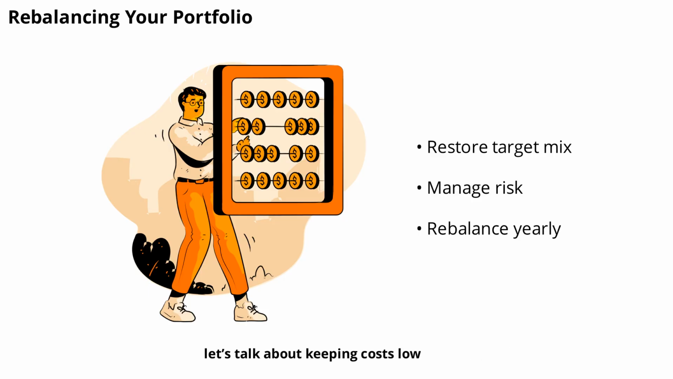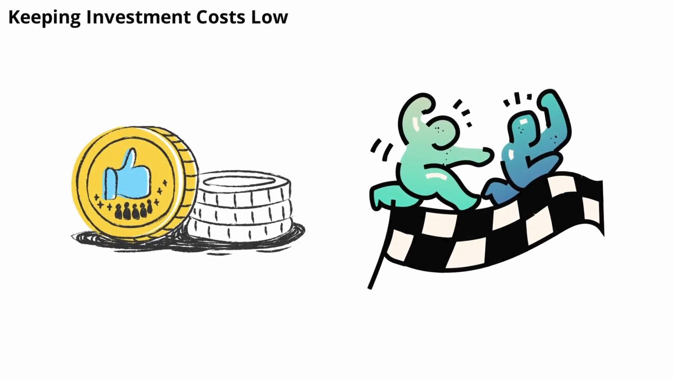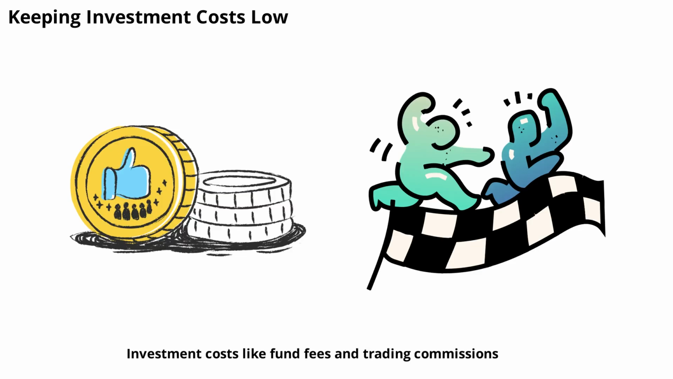Next, let's talk about keeping costs low. Investment costs like fund fees and trading commissions can eat into your returns over time. For beginners, it's smart to choose low-cost index funds or ETFs, which often have lower fees than actively managed funds. Many online brokers now offer commission-free trading, making it easier to keep costs down. Always check the expense ratios of any funds you consider. Keeping costs low means more of your money stays invested and working for you.